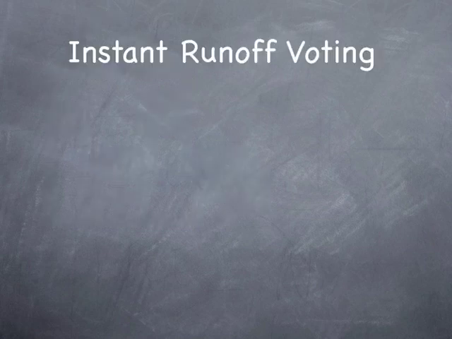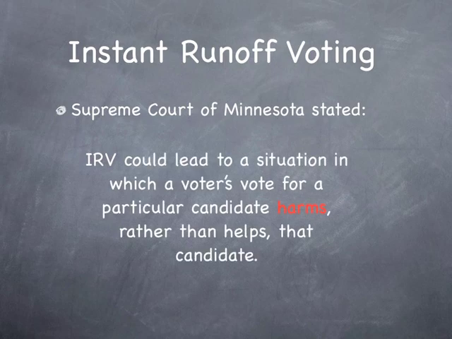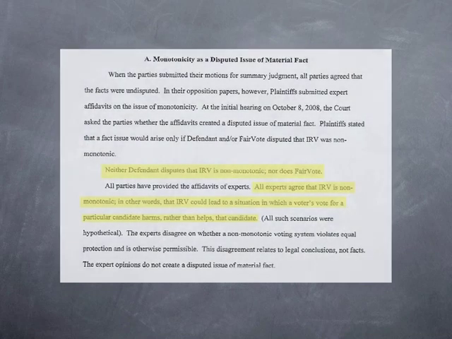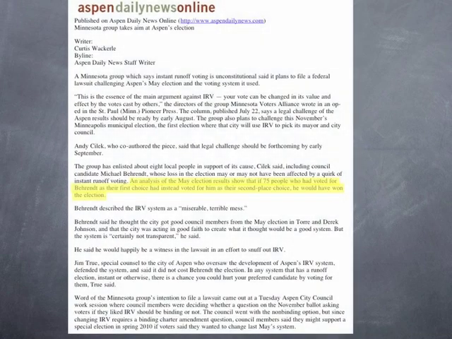Even the courts agree. Recently, the Supreme Court of Minnesota stated just that. Instant runoff voting could lead to a situation in which a voter's vote for a candidate harms rather than helps the candidate. None of the parties in the lawsuit, including Fair Vote, dispute this fact. But the scenario described here was hypothetical, that this could happen. In fact, it has happened in a city council race in Aspen, Colorado.